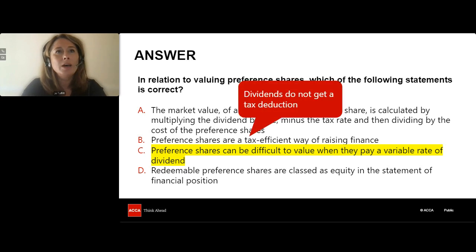So why are the others incorrect? Well, preference shares are a tax efficient way of raising finance. Dividends do not get a tax deduction. Remember, there's no tax deduction for dividends. So you pay them out of post-tax profits.